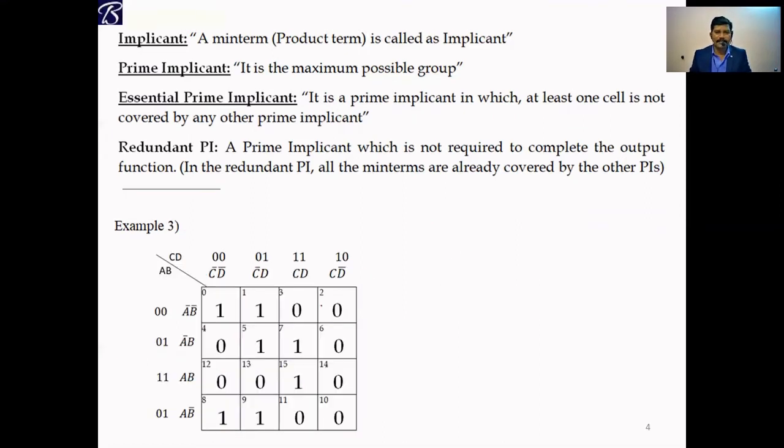Now how many implicants are there here? Implicants, how many numbers? So 1, 2, 3, 4, 5, 6, 7. 7 minterms are there. So those are the implicants. Now let us see the prime implicants. So what are the prime implicants? All the maximum possible groups. Let us group now.